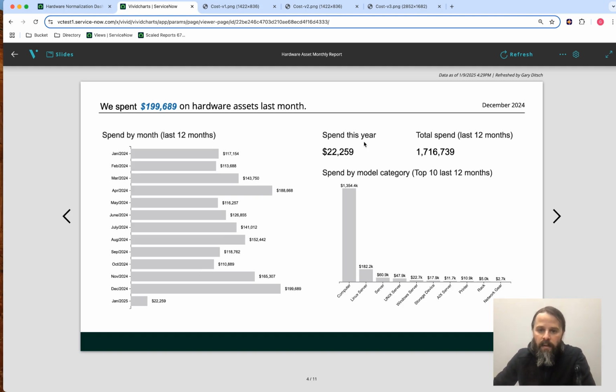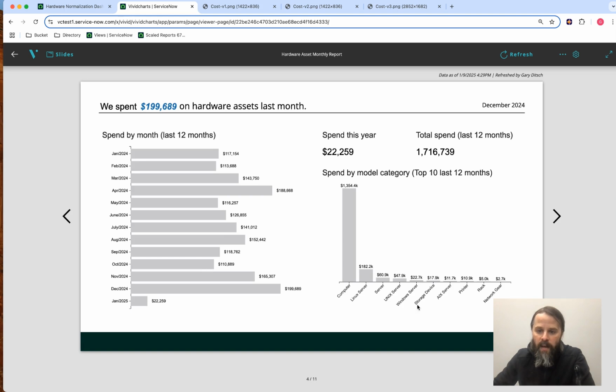But then we get the context here, so we have the spend this year, so we see, okay, in 2025, how much have we spent this year? Over the last 12 months, how much have we spent? We've spent $1.7 million in the last 12 months. So it gives us context for that $199,000.